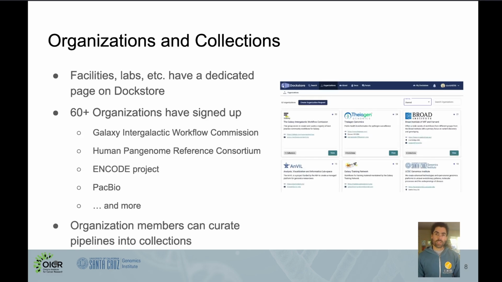We also hope to make workflows more easily findable by using organizations and collections. Organizations are a feature that allow facilities like labs or academic institutions to have a dedicated page on Dockstore to curate their work. Currently, over 60 organizations have signed up. Some public groups like the Galaxy Intergalactic Workflow Commission, Human Pangenome Reference Consortium, and ENCODE Project are all present, as well as private labs like PacBio and Theiagen Genomics.